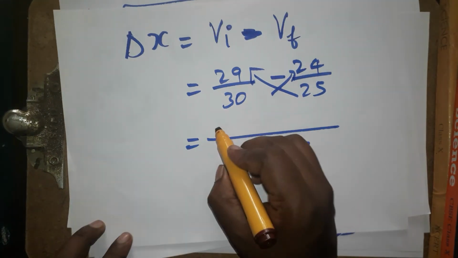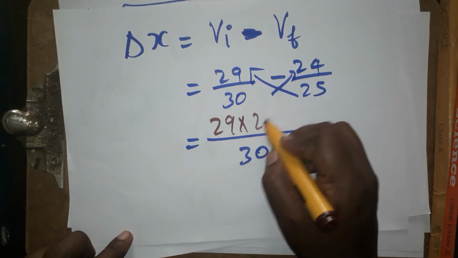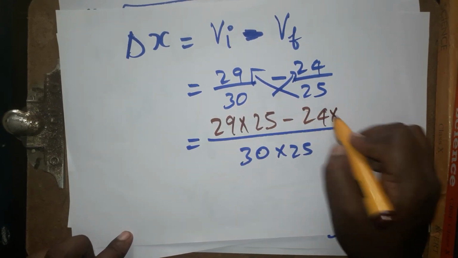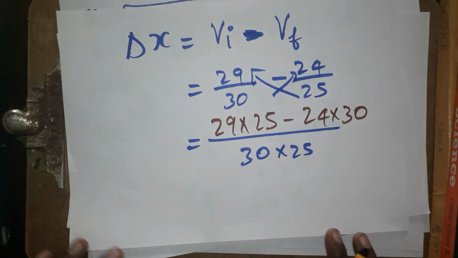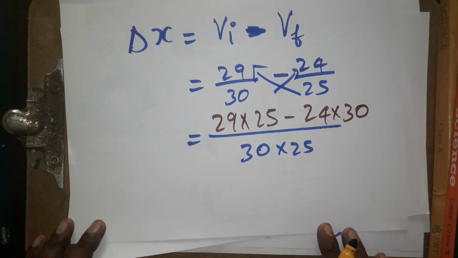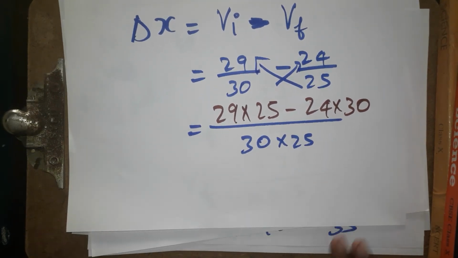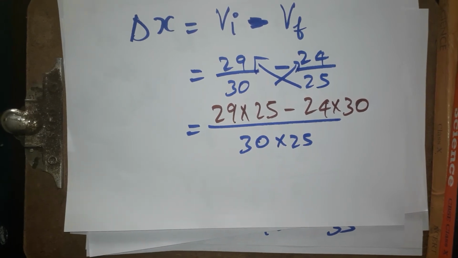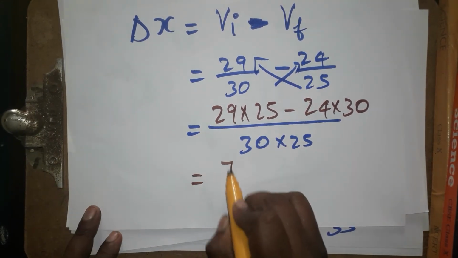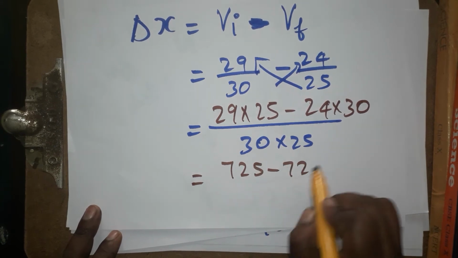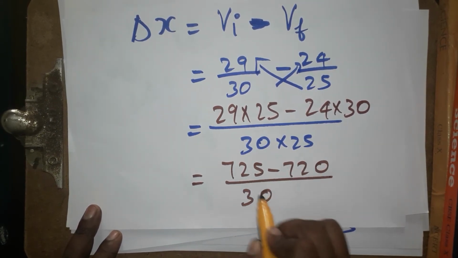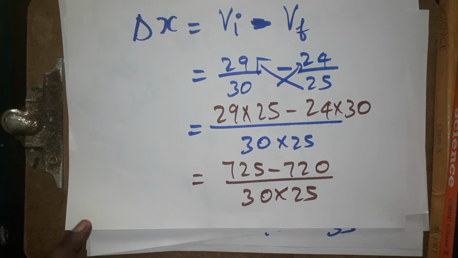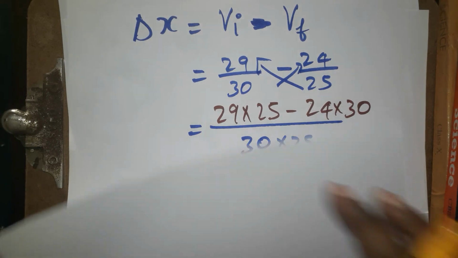Now cross multiplication: 29 into 25 minus 24 into 30, just like opposite multiplication, that's it. Now what are we going to get? You can do this calculation using a calculator if you want, otherwise you can do a direct calculation. So I will get 725 minus 720 divided by 30 into 25, which is easy. This is 5 divided by the remaining thing.